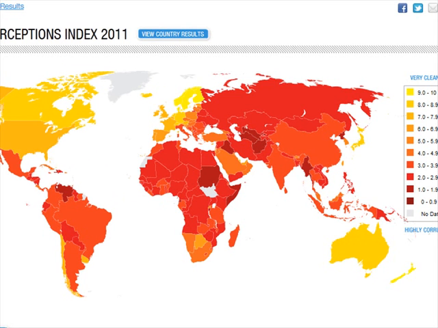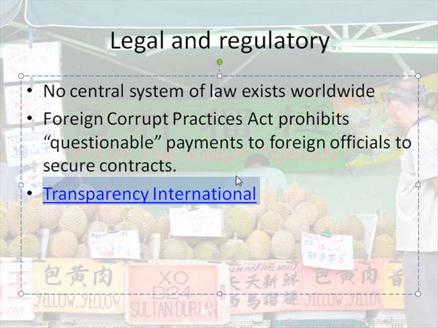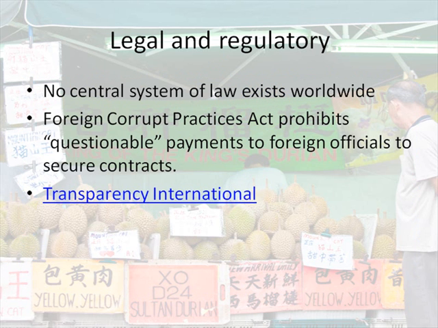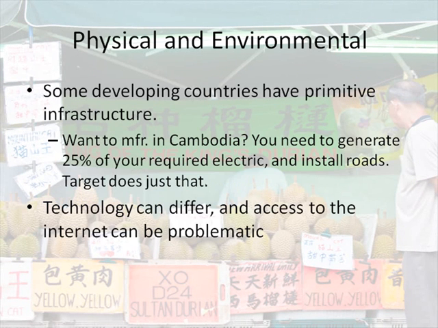But anyway, let's go back to our PowerPoint. Back to what I was saying, no central system of laws exists worldwide. So if you're a business and you're looking at entering foreign markets, you're going to need to keep those legal and regulatory things in mind. And then the last is the physical and environmental.